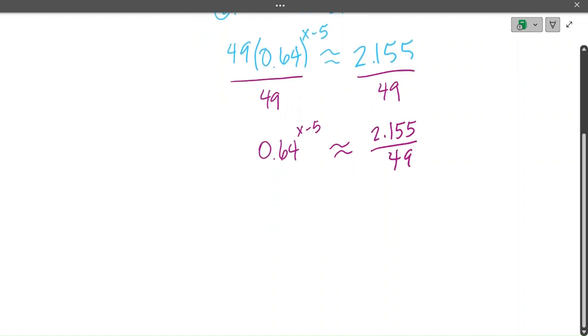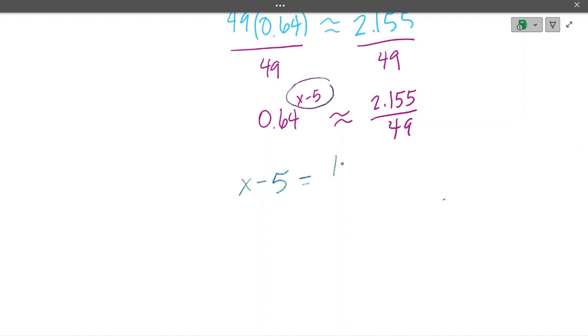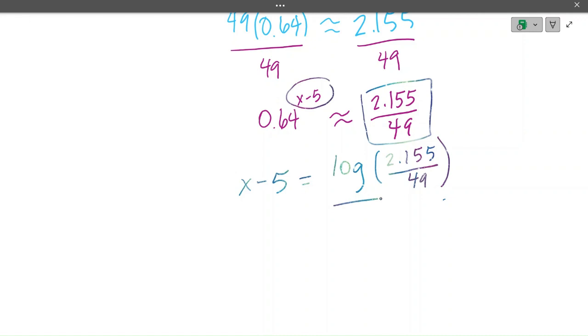All right. Now, great news. I've got my base and my exponent on one side and everything else has already been moved to the other side. So that means I'm ready to utilize logarithms. So we are going to start by saying that my exponent, this whole thing, x minus 5, is equal to the log of the non-base. So that's this. So the log of 2.155 divided by 49, is divided by the log of my base, which is 0.64.